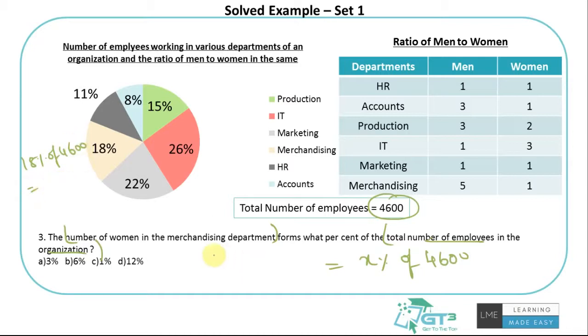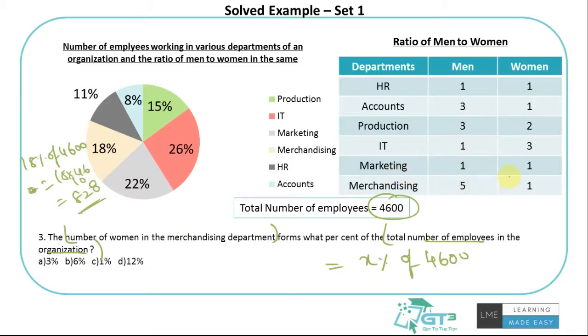Let me calculate it first, and I'll show you an easier way for this. 18 by 100 into 4600 is 18 into 46. So 18 6s are 108, and then 18 4s are 72, so 828 is the answer. 828 is the number of people working in the merchandising department. Out of which, what is the number of women?